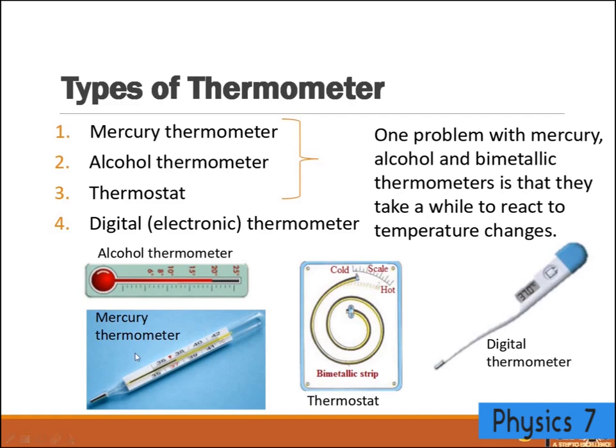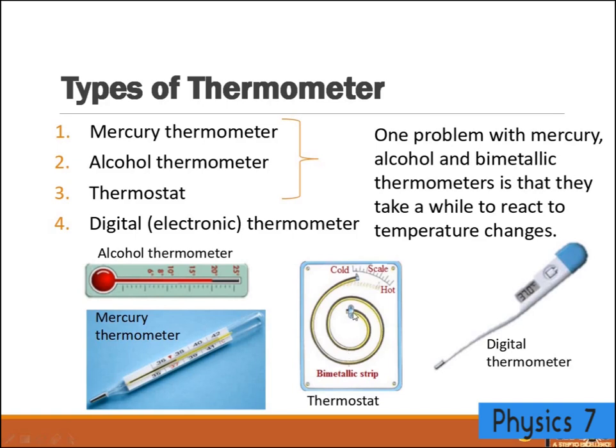Now, the second class of thermometer is the alcohol thermometer, and this is used to measure extremely low temperature, and it ranges from minus 80 degrees Celsius to 100 degrees Celsius. Most of the thermometers that you use in your science laboratories tend to range from 0 degrees Celsius to 100 degrees Celsius. Now, there's another type of thermometer called a thermostat.